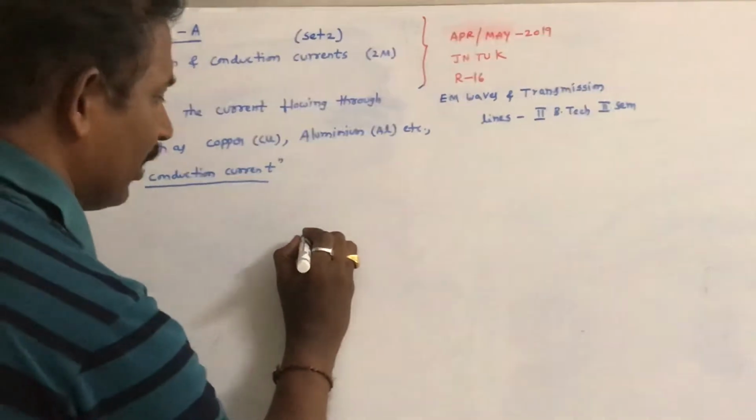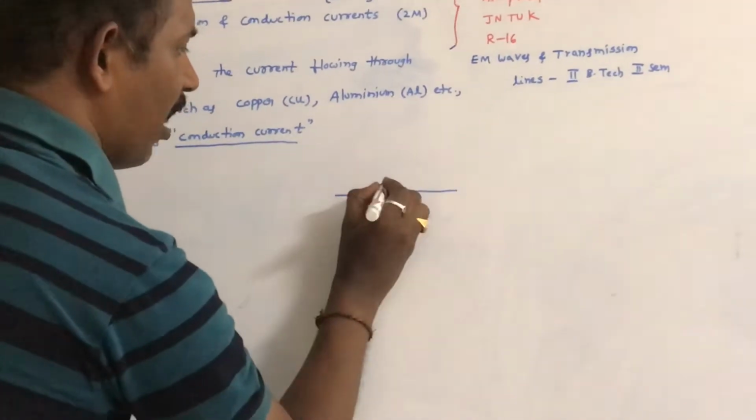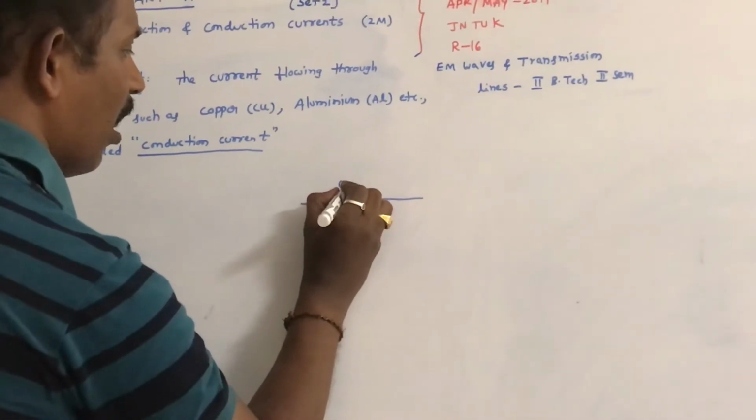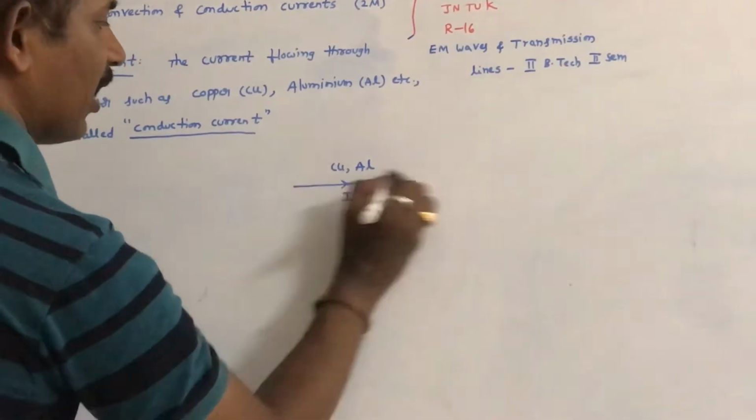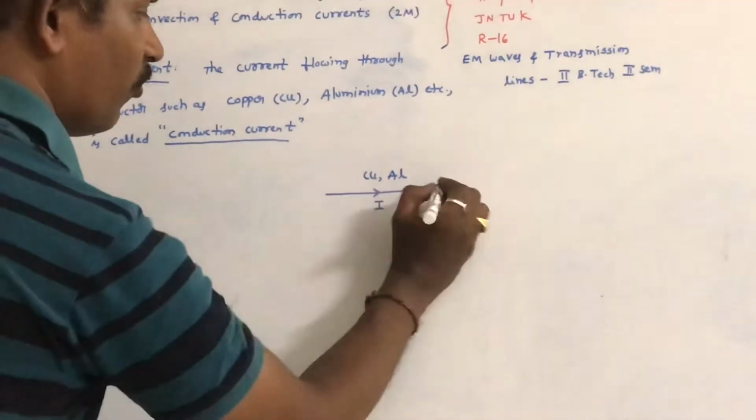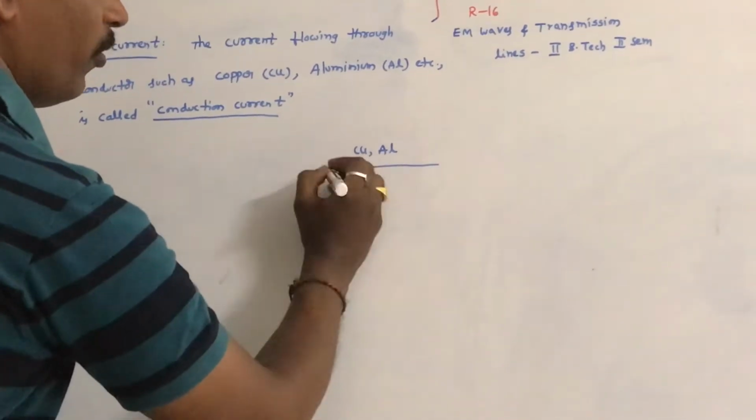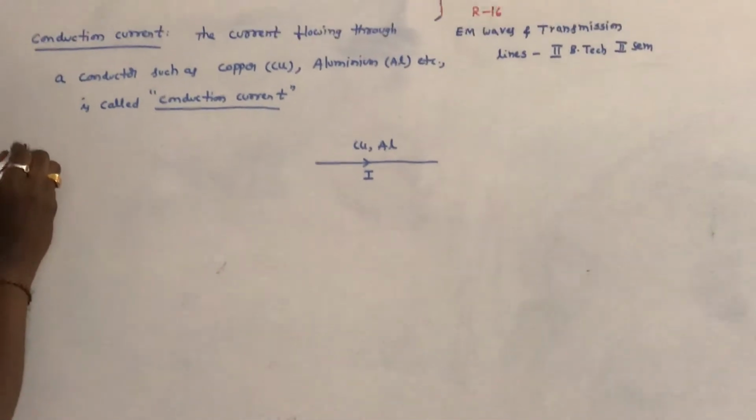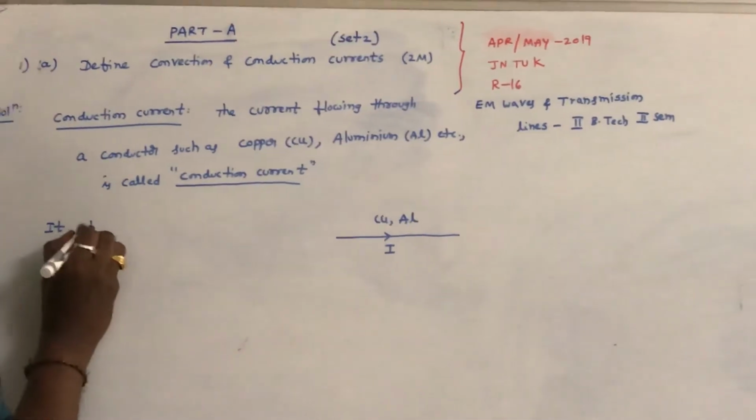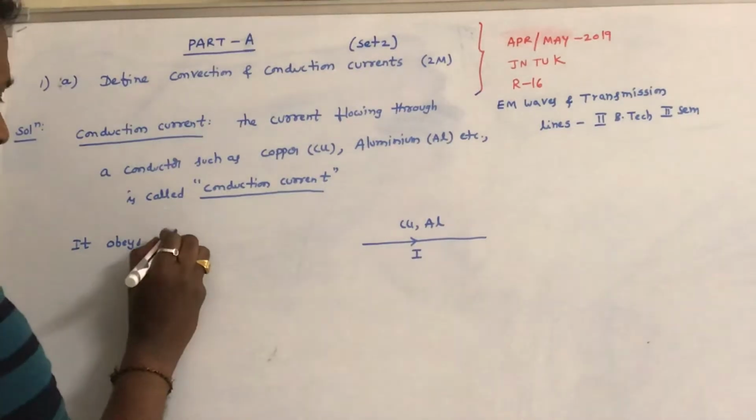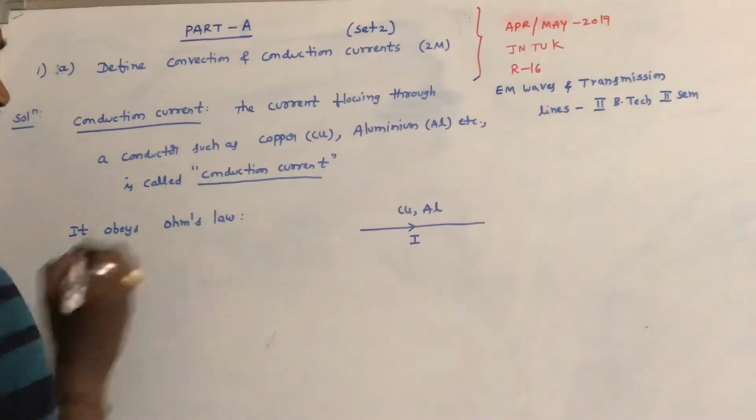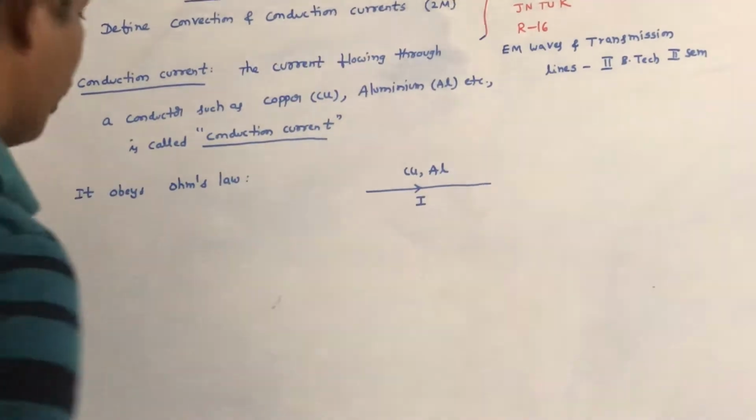Now if you take a conductor, suppose this is the conductor such as copper or aluminium, the current flowing through this conductor, because of the electrons flowing through the conductor, the current produced is called conduction current. So it obeys Ohm's law. You have to write that it obeys Ohm's law. Since the current is flowing through a conductor, it obeys Ohm's law. Ohm's law is V equal to IR.